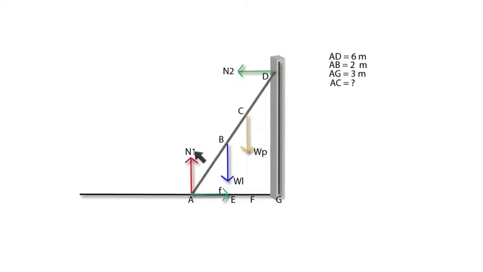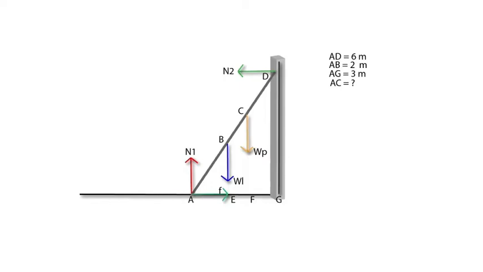And N1 is the normal force between the ladder and the ground. N2 is the normal force between the ladder and the wall on which it is leaning. In this example, we assume that the wall here is smooth, so there is no friction at that point. But at the ground, there is friction, and since friction is always opposite to the motion, it's going to be to the right, since the ladder has a tendency to slip to the left.